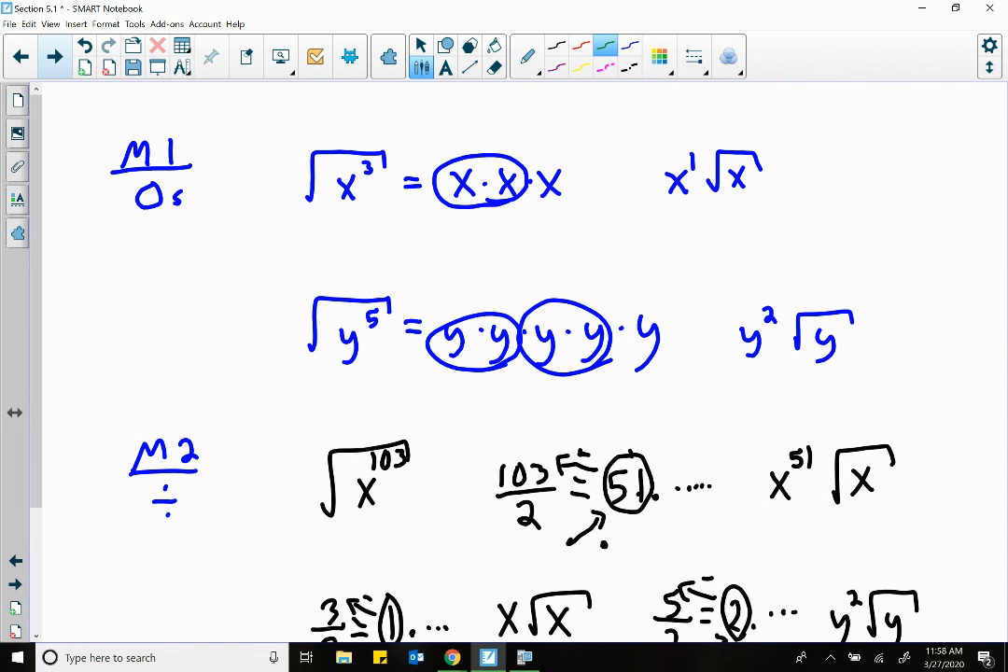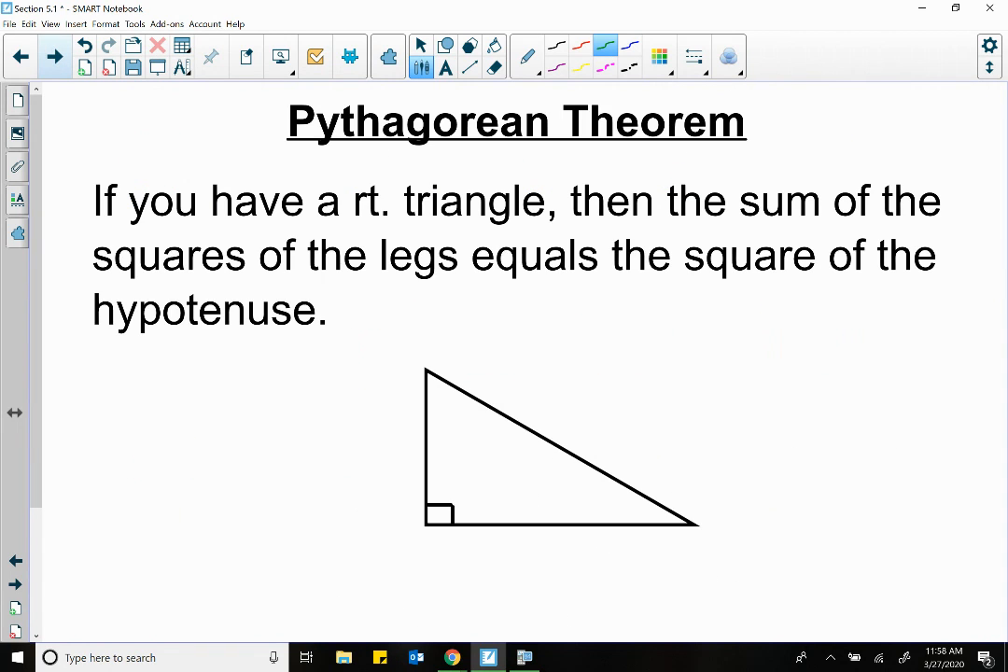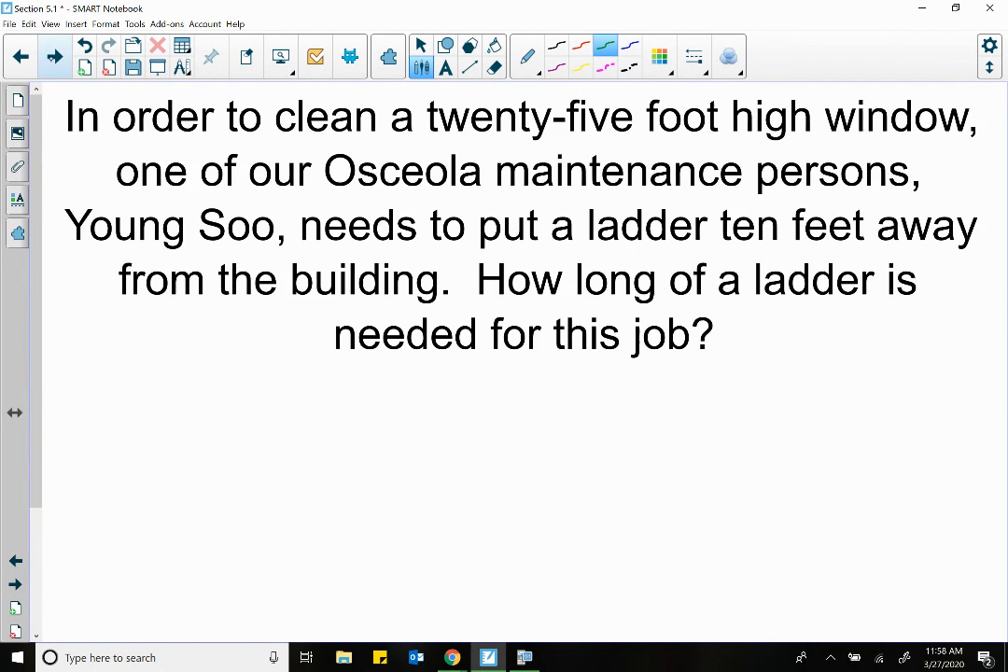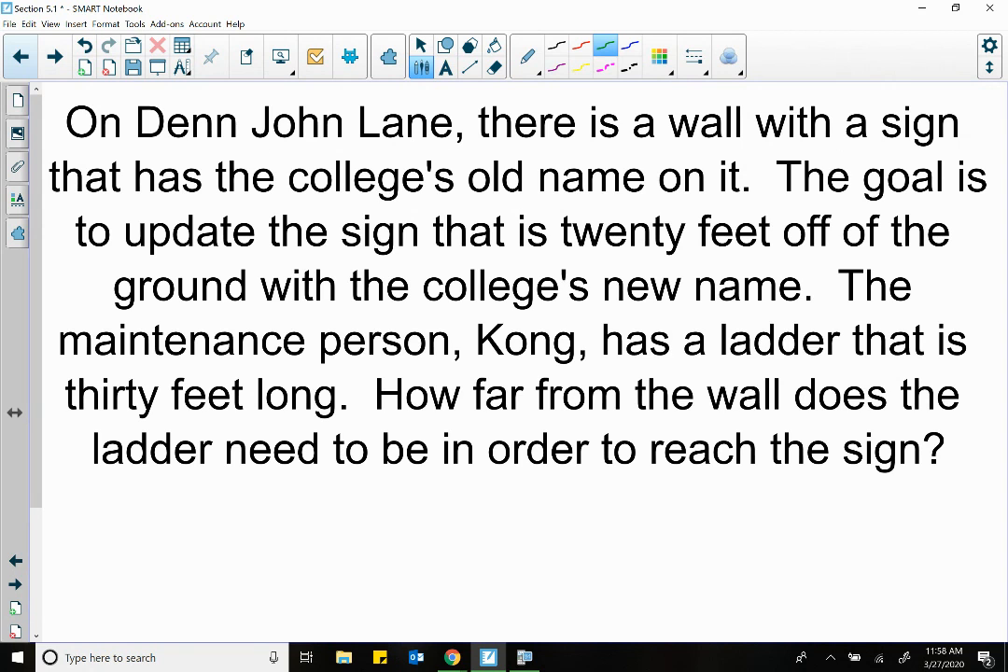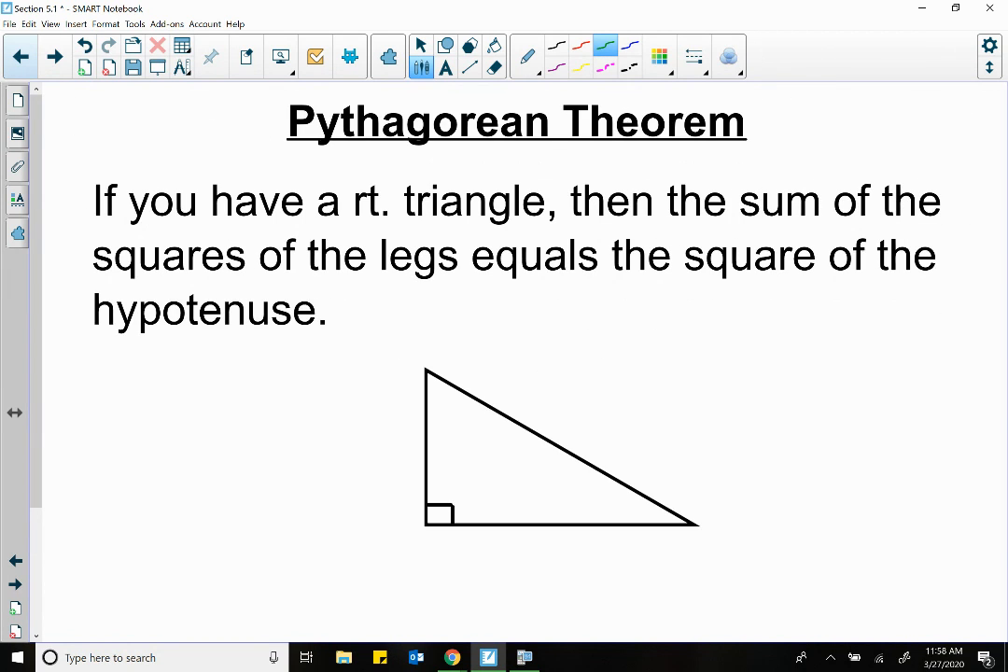So the last 2 pieces in your guys' 5.1, they're going to talk about the Pythagorean theorem, and you're also going to be doing some evaluating. Okay? So let's talk about the Pythagorean theorem real quick, and I've got 2 examples. One of them we'll work together. One of them I will have you try on your own.